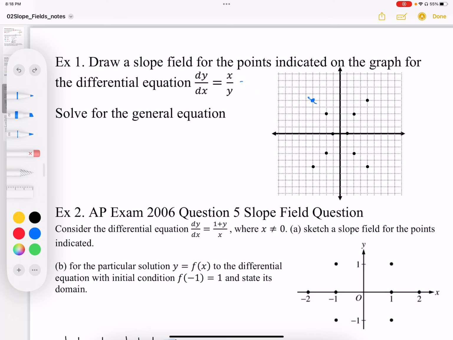And then I move on to another point. So the next point here is -2, +3. So I plug in -2 for x, +3 for y, and then I get another slope. It's slightly less steep. Okay, so this one's a little bit steeper, and then we go to the next point, and I continue doing this.